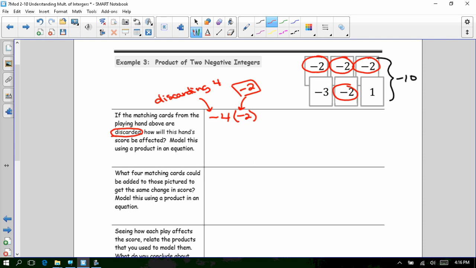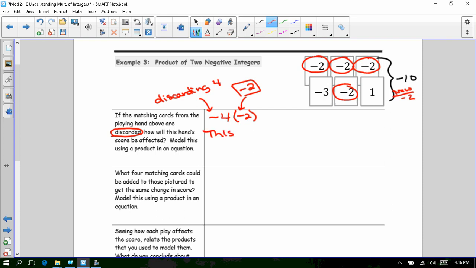What's going to happen to my score? So if you took those out, what's the score now? Score now is what? -2. Right? My new score. The new score is -2. Right? So did my score go up or go down? My score went up. So since the score went up, we're going to have to talk about that.